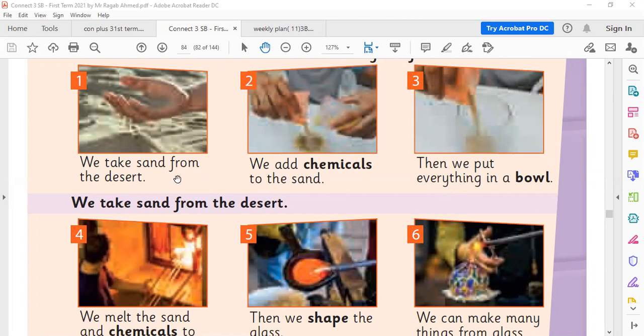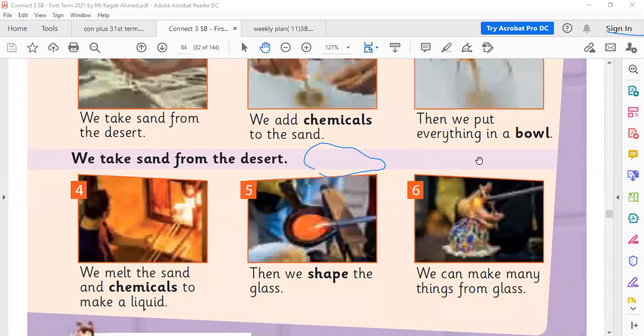Okay. So we take sand from the desert. We add chemicals. Chemicals are things from chemistry, like calcium, like copper. These are called chemicals. We put some of them into the sand. After this, what happens? Then we put everything in a bowl. What is the meaning of everything? It means we put the sand and the chemicals in the bowl. So what happens next? We melt the sand and the chemicals.